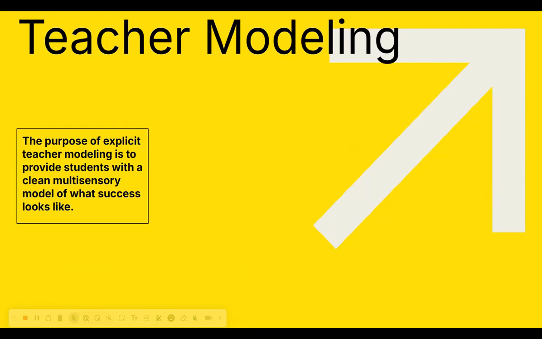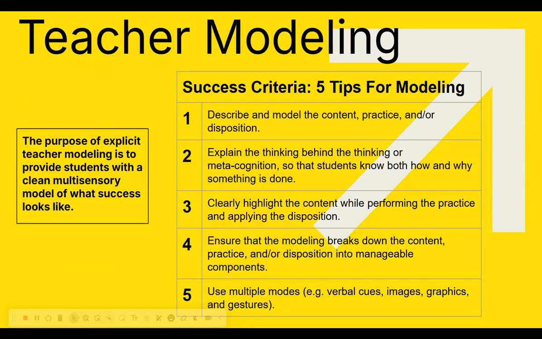Next one's teacher modeling. This is probably direct instruction. This is probably one of the most used in our classrooms. The purpose of explicit teacher modeling is to provide students with a clean, multi-sensory model of what success looks like. Here are 5 tips for modeling.